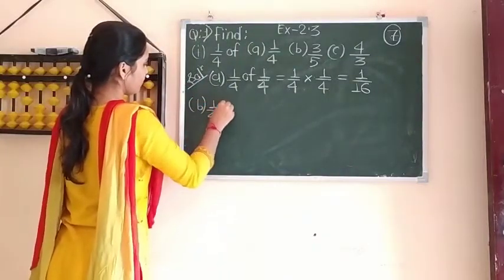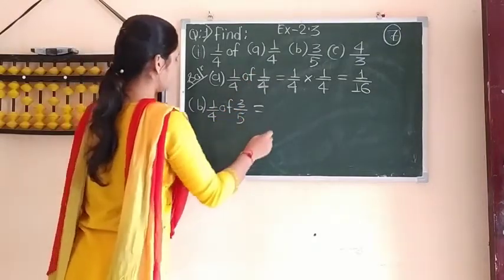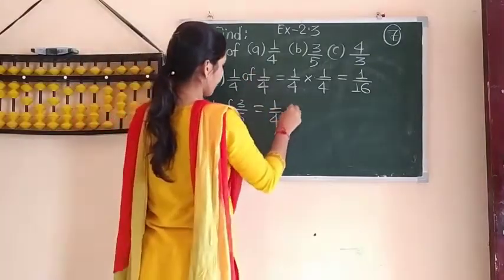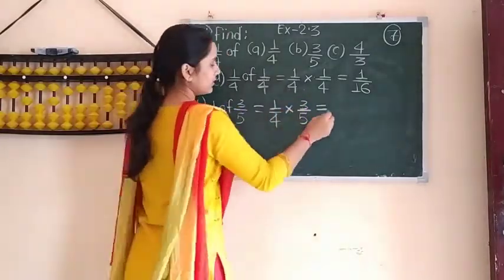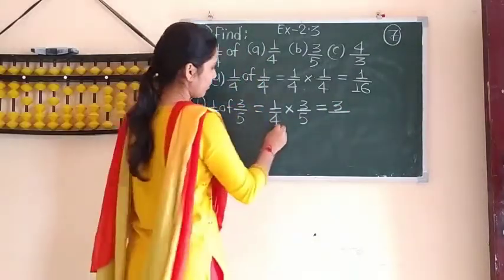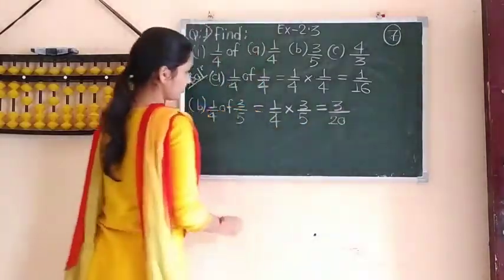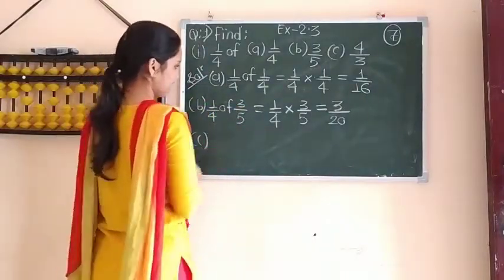1 by 4 of what is B? 3 by 5. So how to write this? 1 by 4 multiplied by 3 by 5. 1 into 3, numerator into numerator, upon denominator into denominator, 4 fives are 20. Can you reduce it? No, it will remain as it is.